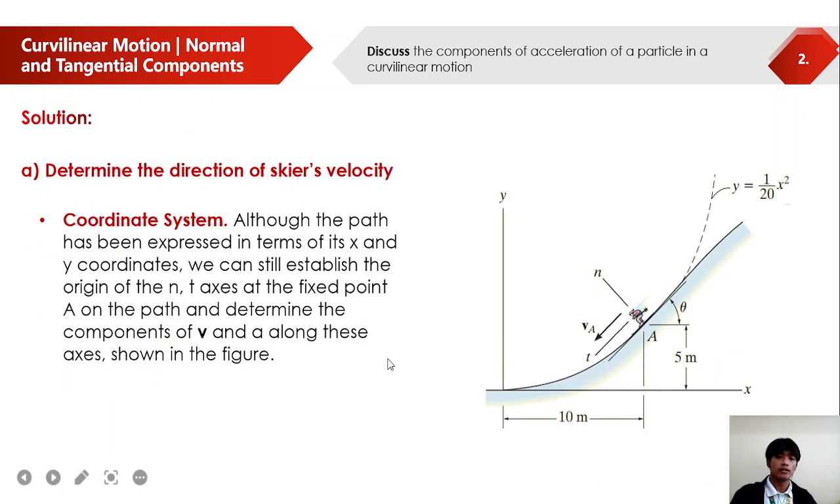So to solve that, determine the direction of skier's velocity. So let's have our coordinate system. So although the path has been expressed in terms of its x and y coordinates, you can still establish the origin of the nt axis at the fixed point A. Ayan. So, nilagyan natin ng axis ng n, tsaka t. No? nt axis. Okay. So, determine the components of v and a along this axis shown in the figure.